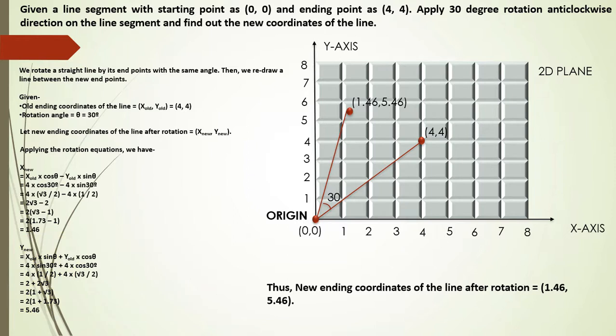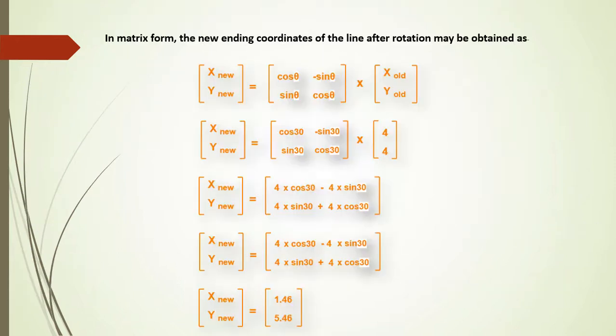So the new ending coordinates of the line after rotation are 1.46 and 5.46. When we situate this in our 2D plane, it will look something like this. So this is our first example. We can represent all these calculations in matrix form also. So in matrix form, the new ending coordinates of the line after rotation may be obtained in this way.